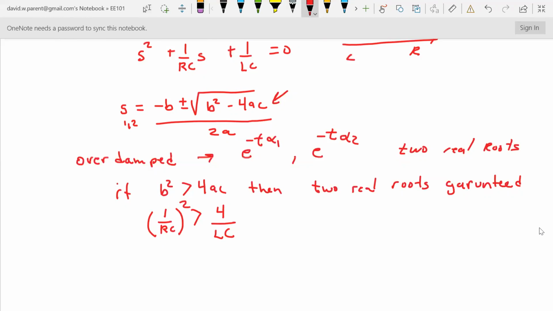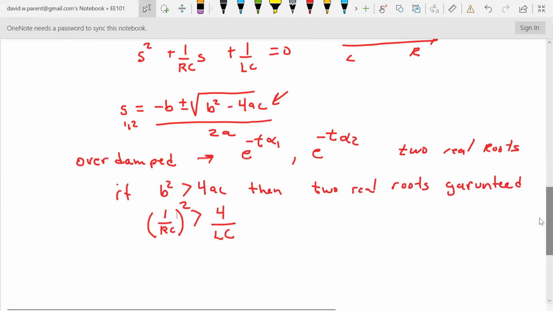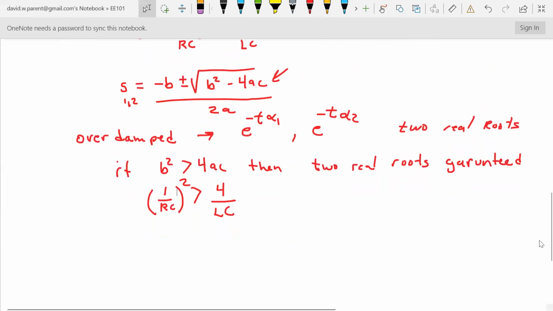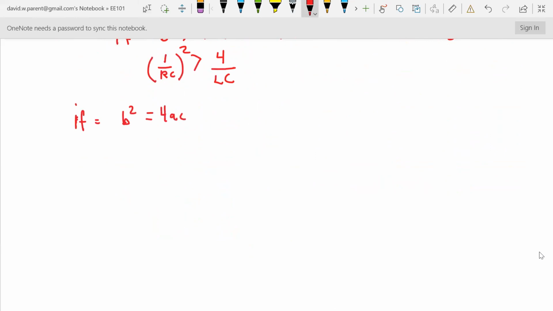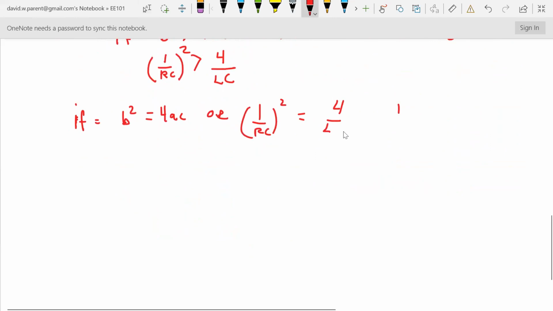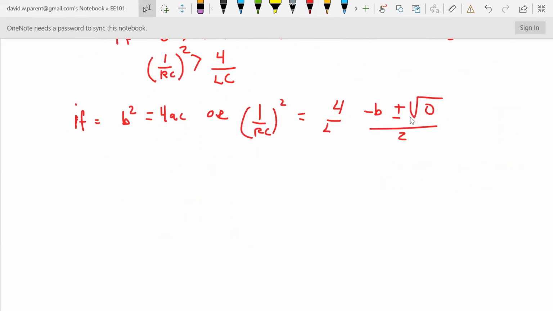That one is almost like a first order, except instead of 1 exponential decay, you have 2. All right, but what if b squared equaled 4ac, or 1 over RC squared equaled 4 LC? Then you get minus b plus or minus the square root of 0.